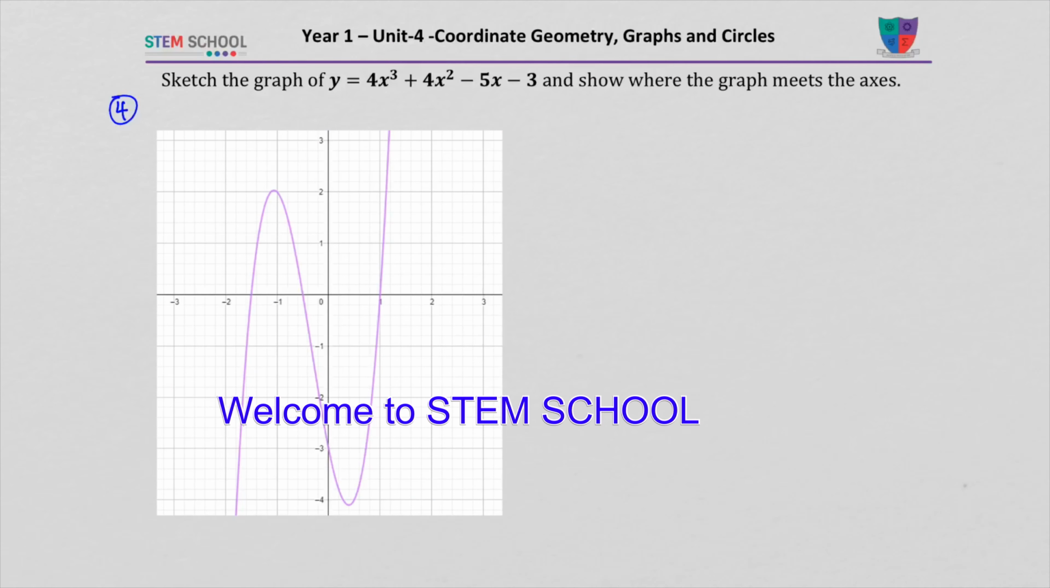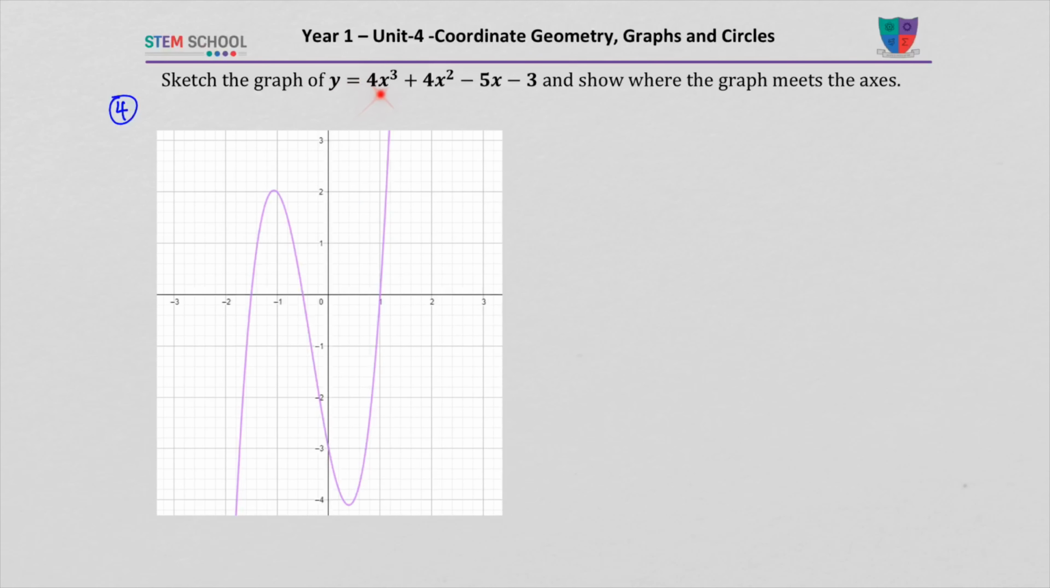Question 4. Sketch the graph y equals 4x cubed plus 4x squared minus 5x minus 3. The first thing to do here is to find one of the factors. One way to do that is to add all the coefficients, and if they equal 0, then x equals 1 is a factor.